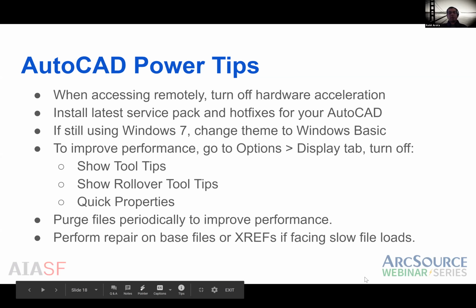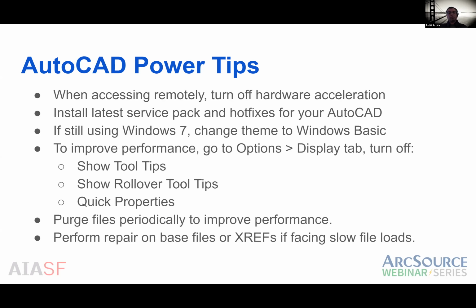So here are some AutoCAD power tips, especially given the scenario that you're working remotely. When you are accessing your computer in the office, turn off the hardware acceleration. Even when you're working, turn off hardware acceleration. Sometimes it addresses a lot of issues that you may be having. Then always install the latest service pack for your product and the hot fixes that Autodesk provides. And if you're still using Windows 7, change the theme to Windows Basic. So that will give you a little bit more bang for the buck, I would say. Your AutoCAD is going to be less laggy and performance will improve.